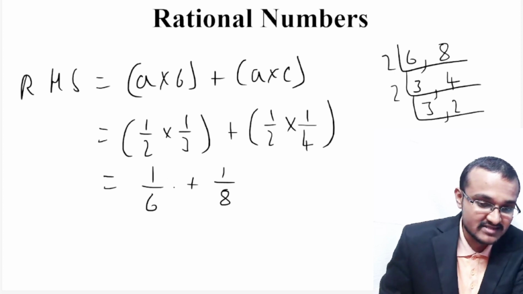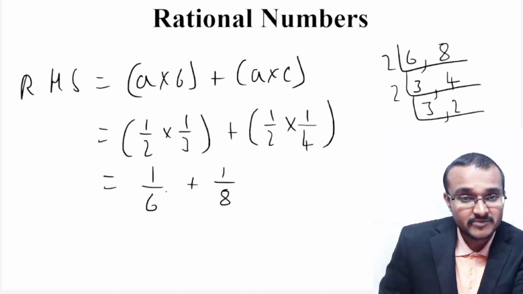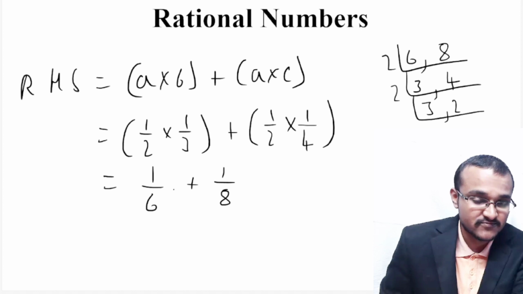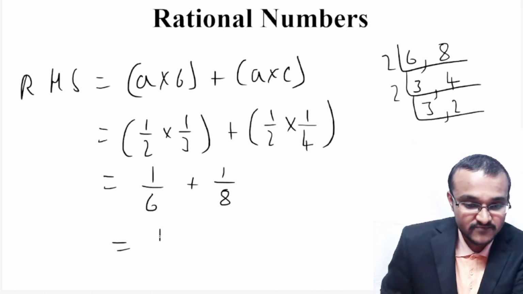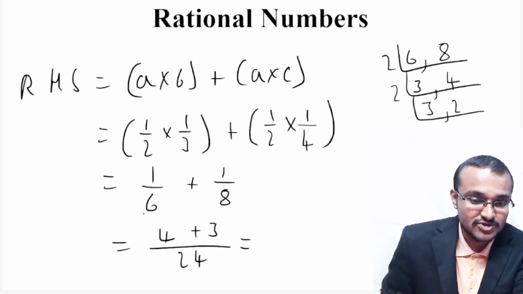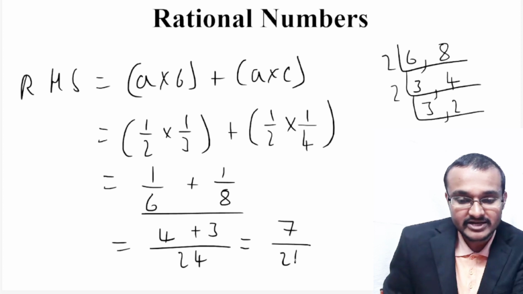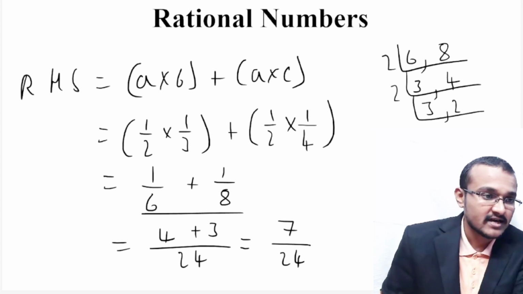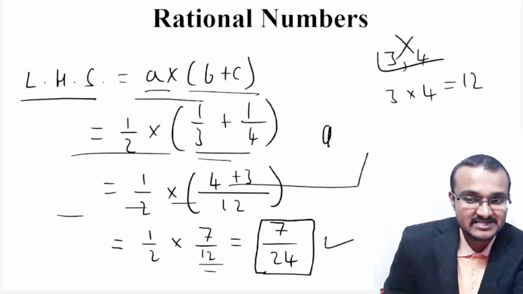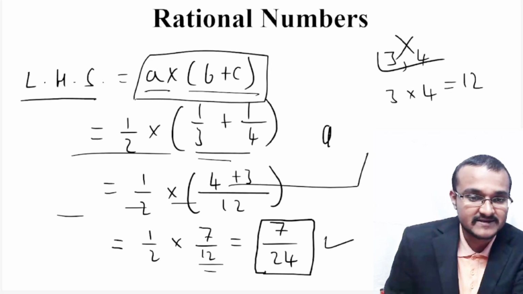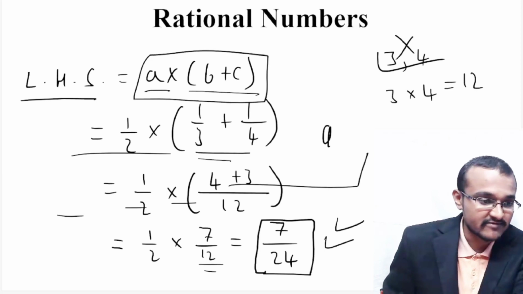Now if you multiply this 24 with 1 by 6, you will get 6 4s are 24. And 8 3s are 24. So divided by the LCM 24. When you solve 1 by 6 plus 1 by 8, you will get 4 plus 3 divided by 24. So 4 plus 3 is 7 divided by 24. Now you can see that when you solve the LHS part, that is A into (B plus C), you got the answer as 7 by 24.